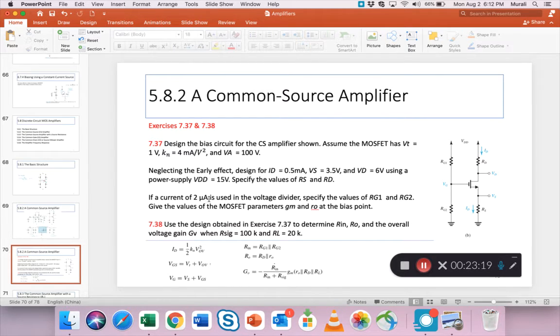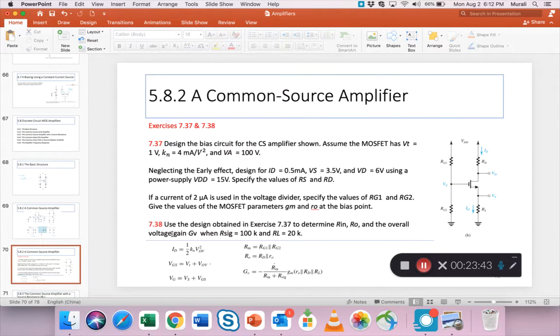Now if a current of 2 microamps is used in the voltage divider, in this if you have 2 microamps which goes from there to there, because nothing goes into the gate, specify the values of Rg1 and Rg2. Give the value of the MOSFET parameters Gm and Ro at the bias point. So lots of stuff to find.